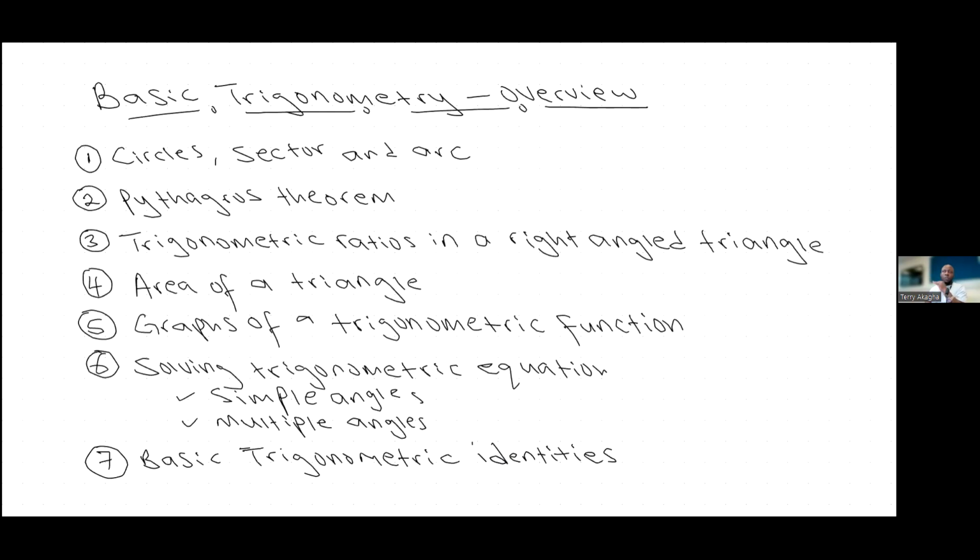So I'm going to start with the first one, the circles, sector and an arc. So we'll talk about the area of a sector, perimeter of a circle, and perimeter of an arc, or the length of an arc, the perimeter of a sector. How do you calculate it?